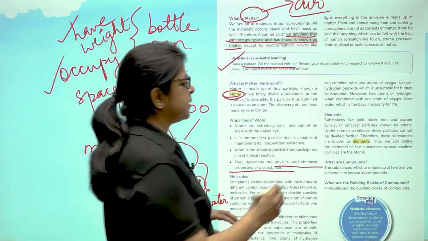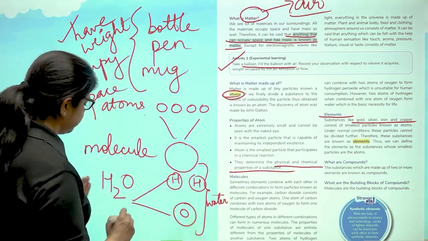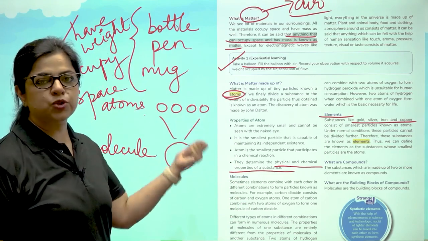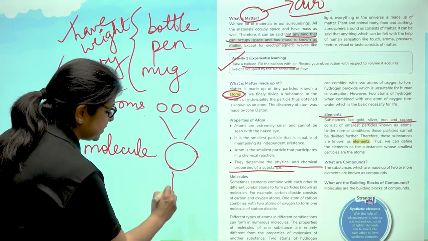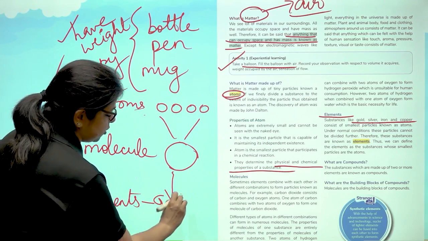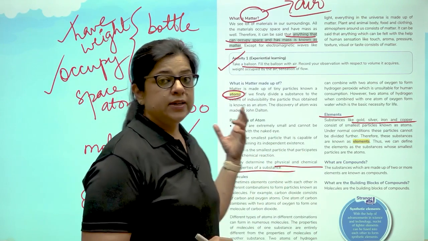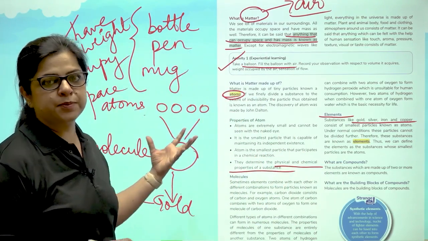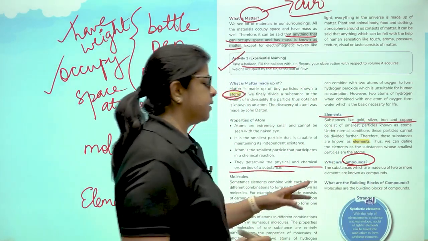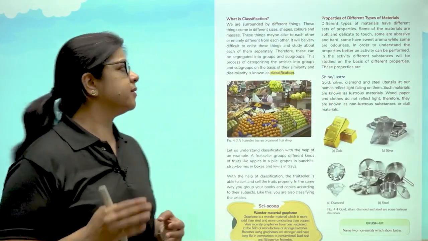Now children, elements are substances like gold, silver, iron, copper. What are they made of? They are made of molecules. So we have understood that atoms join together to form molecules, and these molecules form elements. Elements like gold, silver, iron, etc. Now sometimes two atoms of two different types combine to form a substance. In that case, it is known as a compound. Molecules are the building blocks of both elements and compounds.